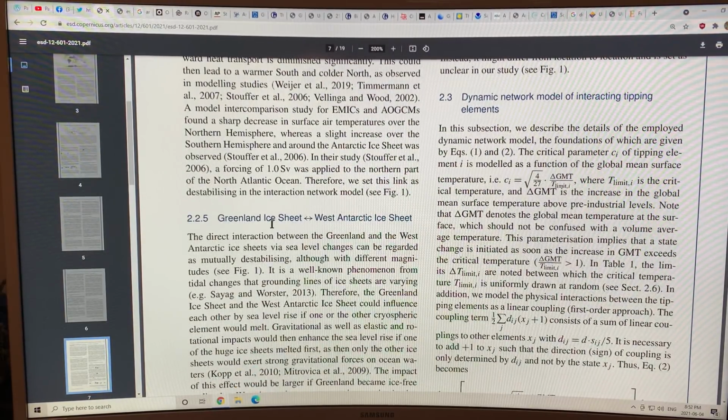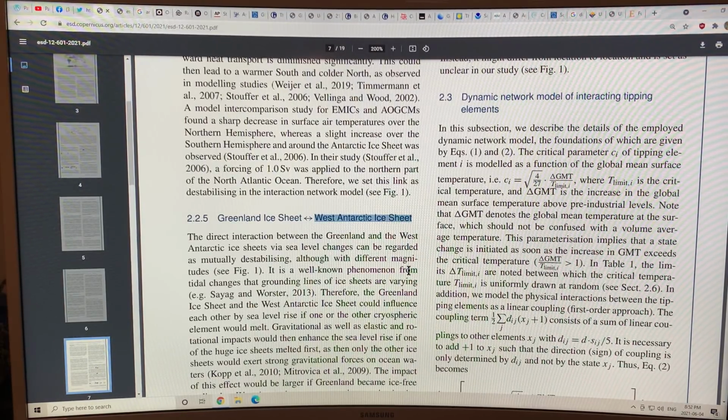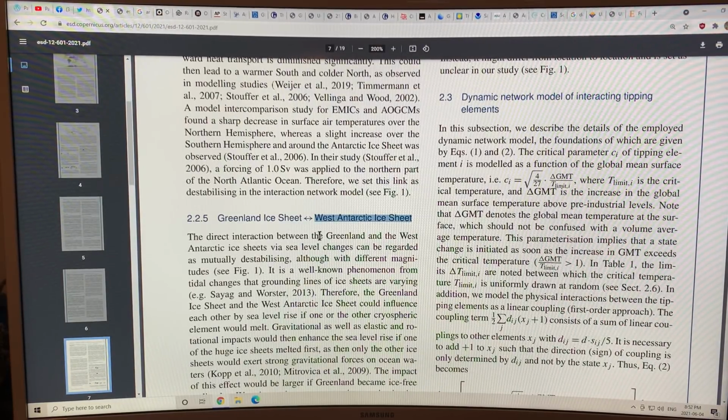Greenland ice sheet and West Antarctic ice sheet are of course connected via sea level. So if we get lots of melt from Greenland raising sea level, that will raise the glaciers, that will raise the ice sheets in West Antarctic and East Antarctic, and that will increase the melting. And that happens the other way around. If Antarctic ice sheets start to melt first, raising sea level, then the Greenland ice sheets will also melt.